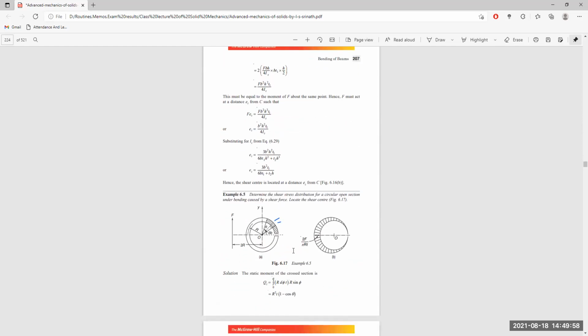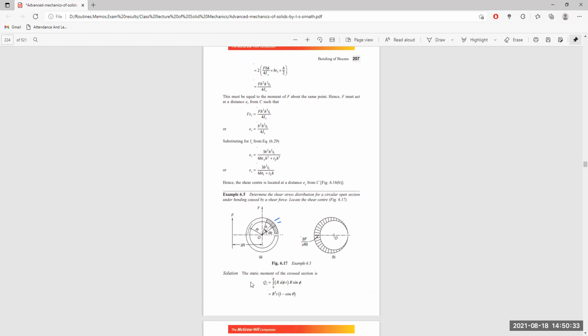Let us go through another problem. Here we are having a ring. It is round, but it is open at one of its sides itself. Determine the shear stress distribution for this circular ring caused by a shear force, and locate the shear center itself. We have the shear stress distribution like this, and the force is applied here, causing a shear force here.